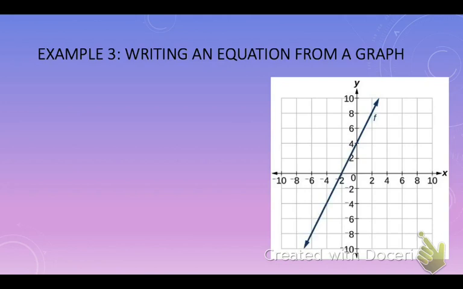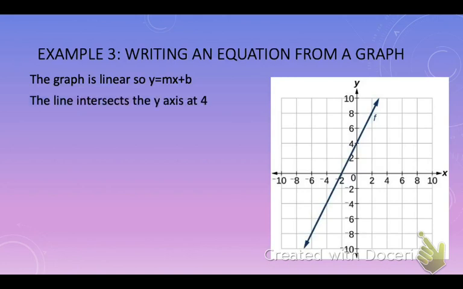Okay, now we're going to write an equation from a graph. You must, yes, copy down the graph because that's the important part of the whole equation. So if you need to pause the video, go ahead and pause the video. When you're ready to move on, move on. Okay, so my graph is linear, so I know y equals mx plus b. I know the line intersects the y-axis at 4, so I know that's my b. All right, so there's my 4.